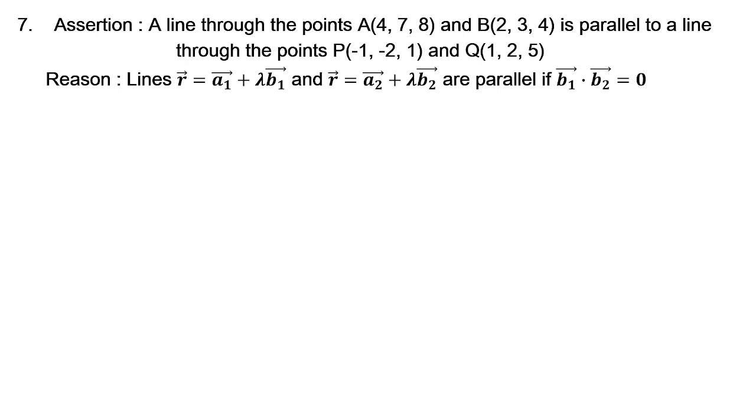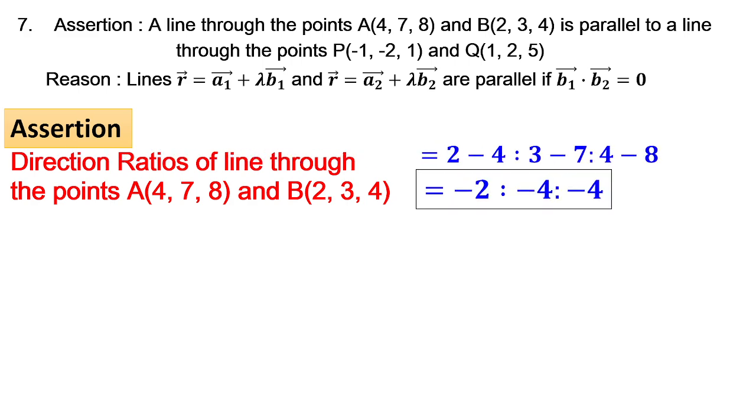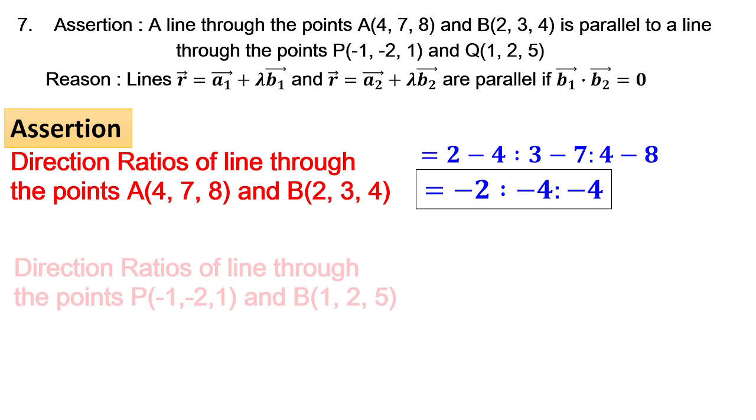The assertion is that the lines are parallel if a line through the points A, B is parallel to PQ. When will it be parallel? When the direction ratios are proportional. Let us find the direction ratios of the line through A, B: x2 minus x1, y2 minus y1, z2 minus z1. I got it as minus 2, minus 4, minus 4.